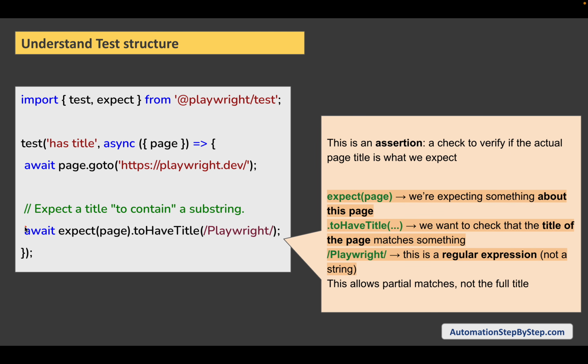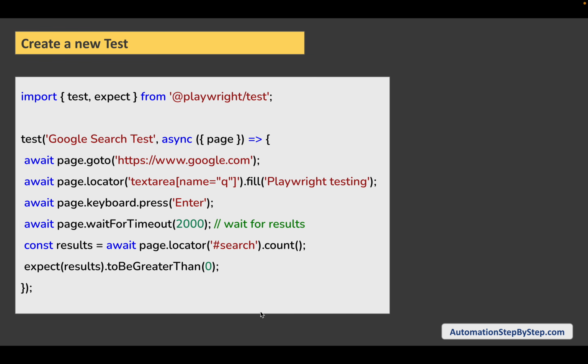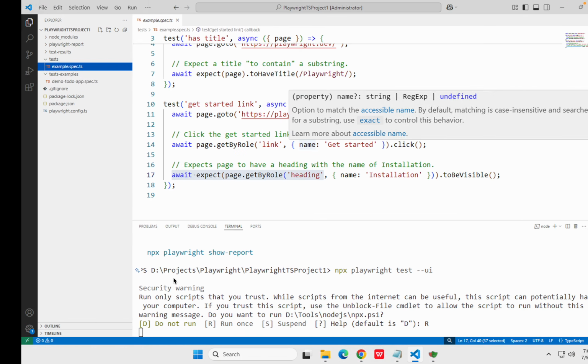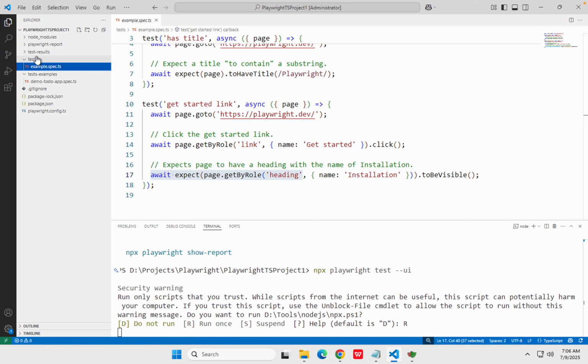Then this line is for assertion, so we are using expect here. It is to check whether Playwright is there in the title. Okay, and here we are using regular expressions, so you can see these are regular expressions. That means we are doing a partial match, that anywhere in the title we can have Playwright and that will pass.